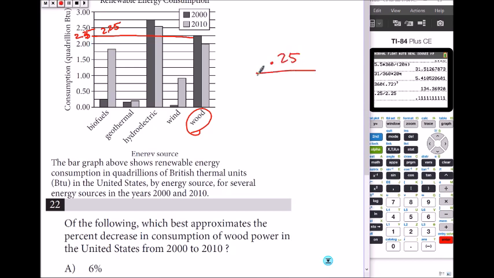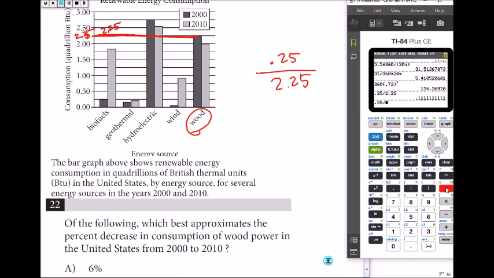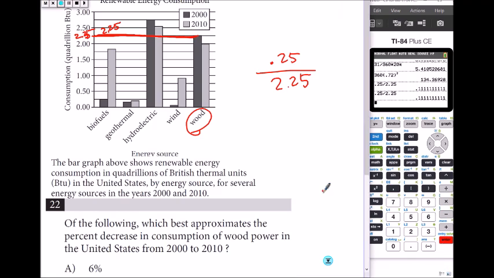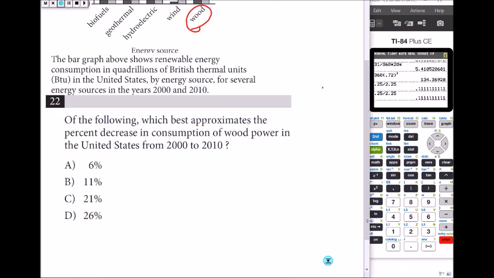But to get the percentage, you have to look at the original amount, which is 2.25. So just get the percentage of that 0.25 divided by 2.25, which will be around 10, 11. Yeah. So it is 11%.